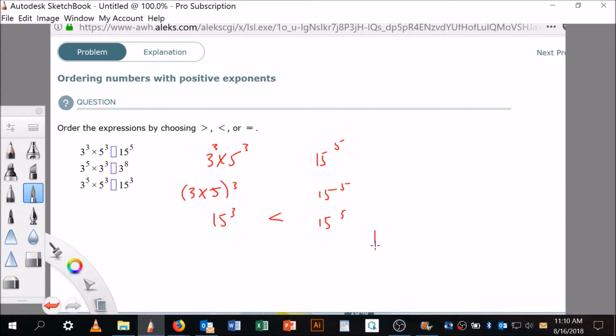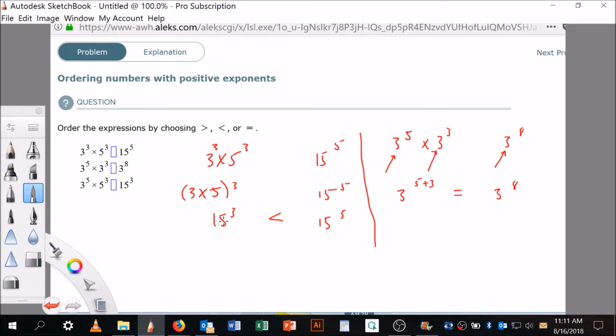Now let's do the next one. 3 to the 5 times 3 to the 3, and this is 3 to the 8. Well, these don't have the same exponents, so I can't pull the exponent out. But I have a hint that I want the base to stay the same, because it's 3 over here. So I have a common base. I can say this is 3 to the 5 plus 3, and this is 3 to the 8th. I can see that those two are equal.